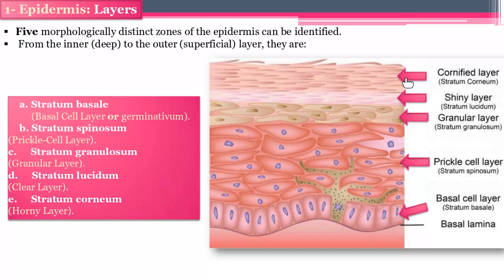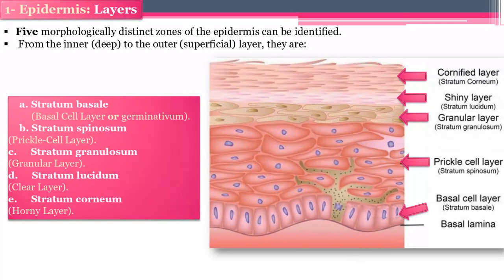See here where I am showing you the pointer, this is the topmost layer out of the 5 layers, the stratum corneum. So starting from the basement membrane moving towards the surface of the skin: stratum basale, stratum spinosum, stratum granulosum, stratum lucidum, and the stratum corneum. These are the 5 different layers present in the epidermis of the skin. This was the pictorial presentation of different layers of the skin.